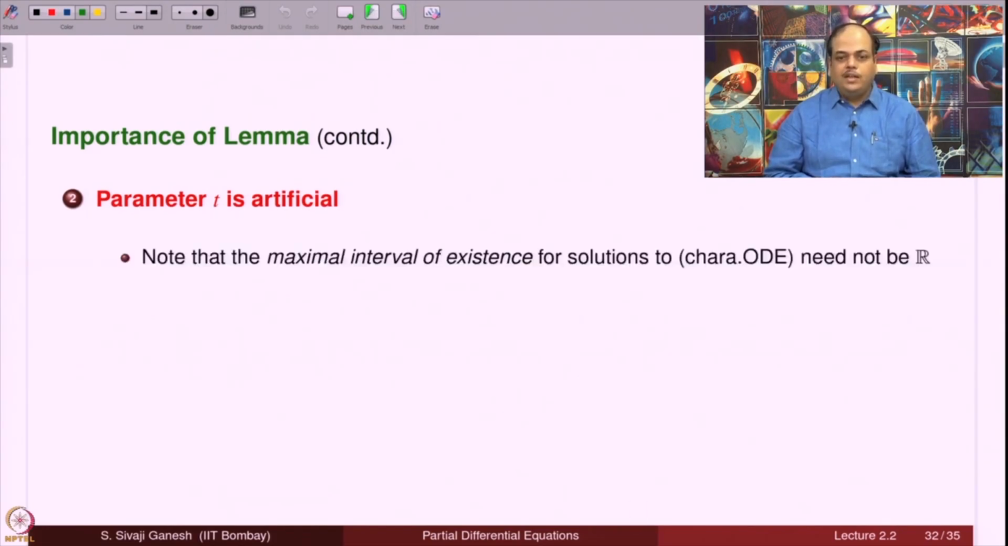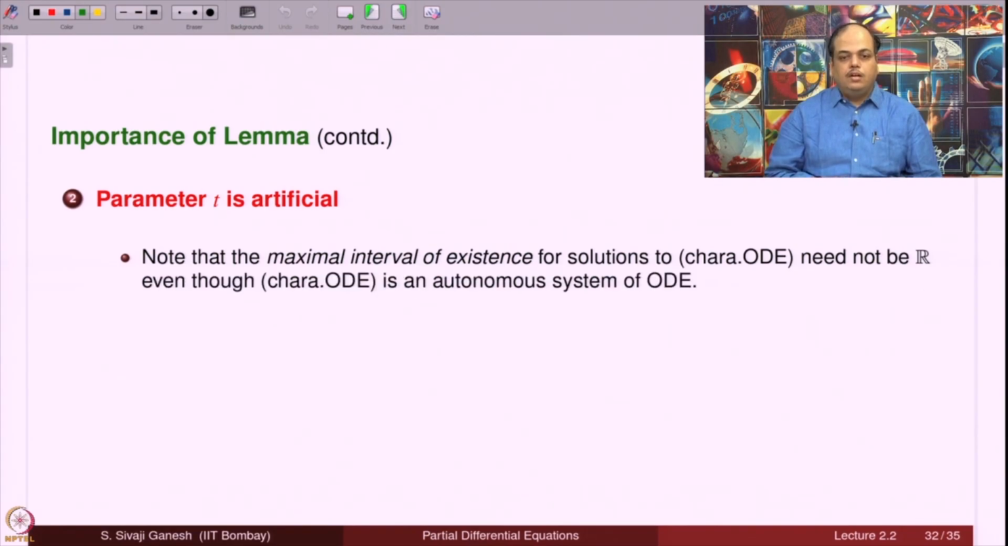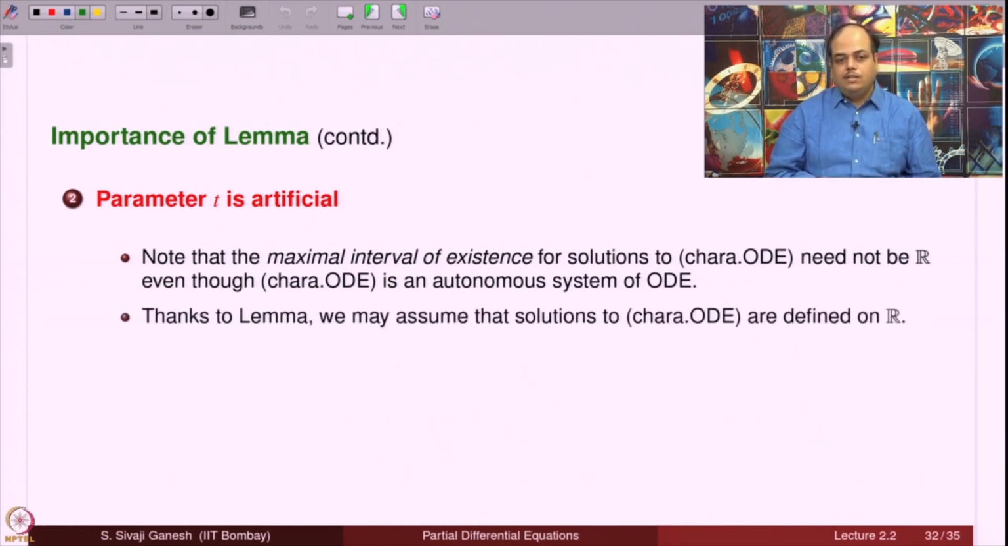So, the maximal interval of existence for solutions need not be R, even for autonomous systems. For example, look at dy by dt equals y square and y of 0 equals y0, any number you take. The solution will not be defined on R, even though the ODE makes sense for all t in R. Therefore, there is a concept of maximal interval of existence, and it will not be R, even if it is an autonomous system, as we just saw in this example. But thanks to this lemma, we may assume that solutions are defined on the whole of R. The equation is different, our interest is only in the trace of the solution, in the image of the solution, and that is the same.